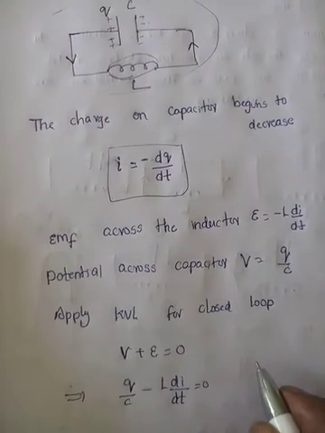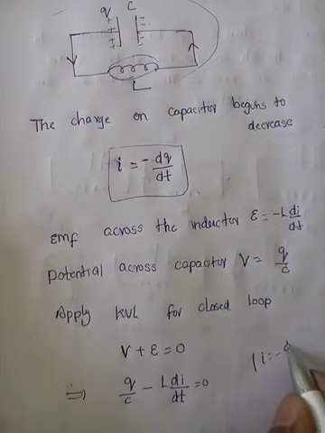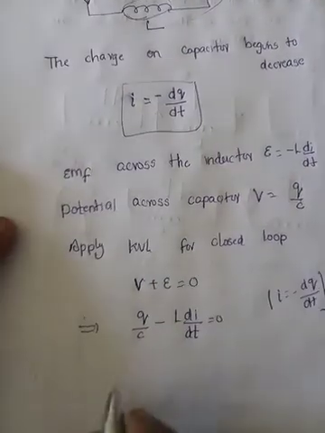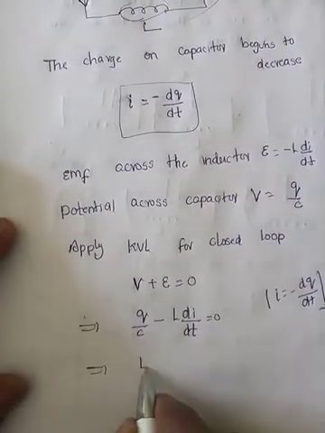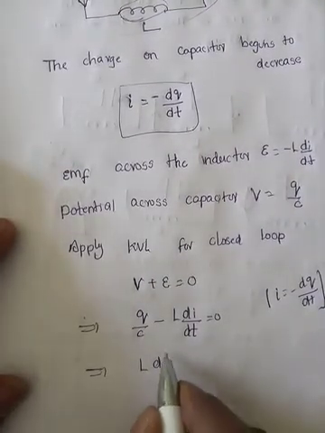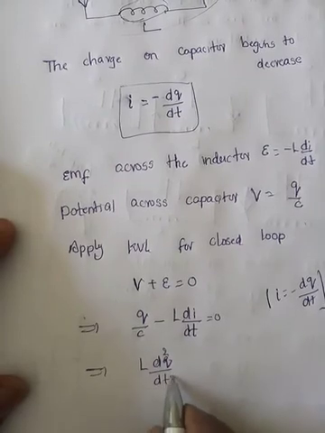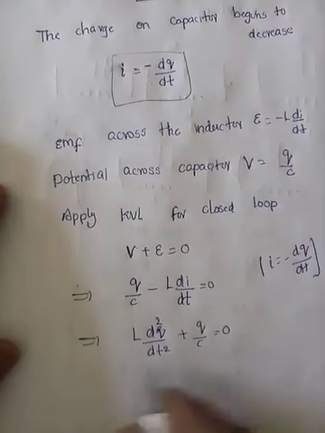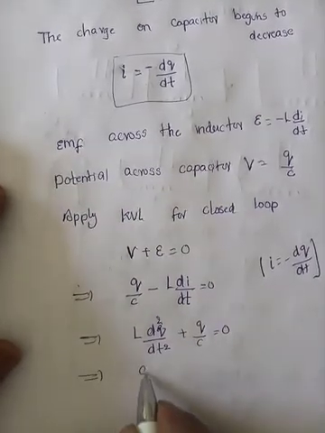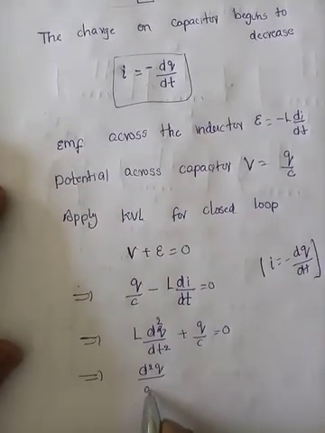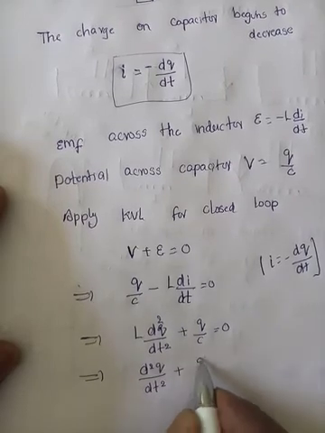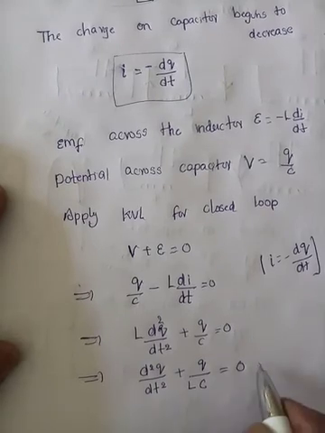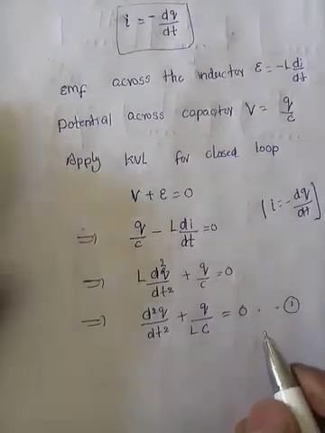What is I? The rate of flow of charge, but the decrease of charge gives rise to current, so we are taking minus. Finally this equation becomes: minus of minus, plus L into d square Q by dt square, plus Q by C equals 0. Then divide by L on both sides: d square Q by dt square plus Q by LC equals 0. Consider this equation number 1.